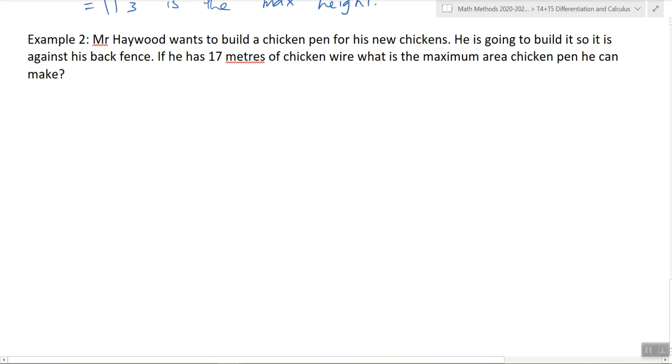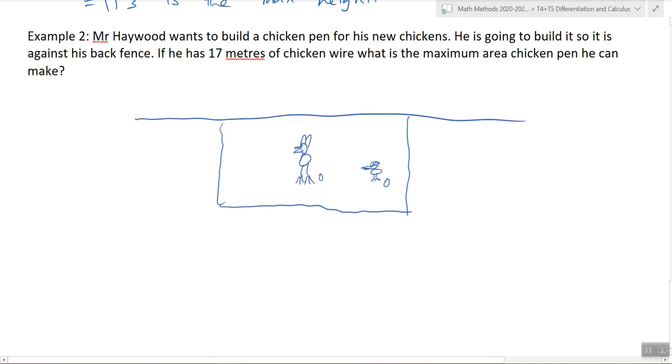Okay, I want to maximize the area of my chicken space running around. So I need to use optimization. Make it a circle. Make it diagonal. I'm going to make it a rectangle. Key tip for real life questions: first draw a diagram, okay?